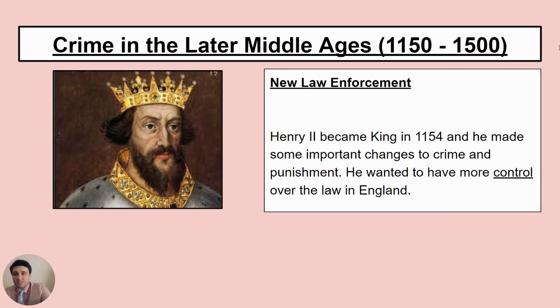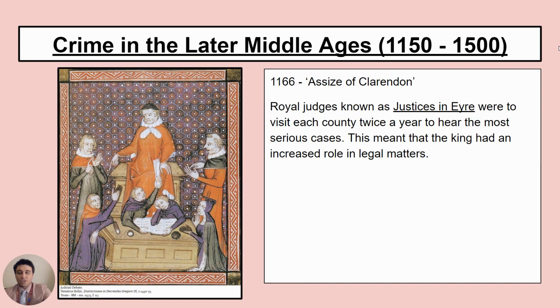So, first of all, let's look at law enforcement. Henry II became king in 1154, and he made some very important changes to crime and punishment across the country. Basically, Henry wanted the king to have more control over the law in England. He was starting to see different communities enact the law in different ways. So how did he deal with this? Well, first of all, he came up with something in 1166 called the Assize of Clarendon.